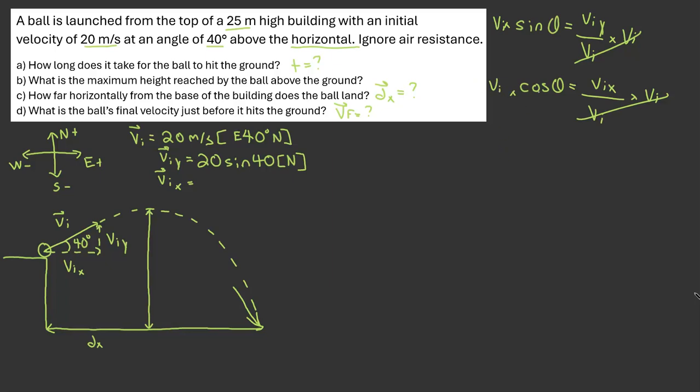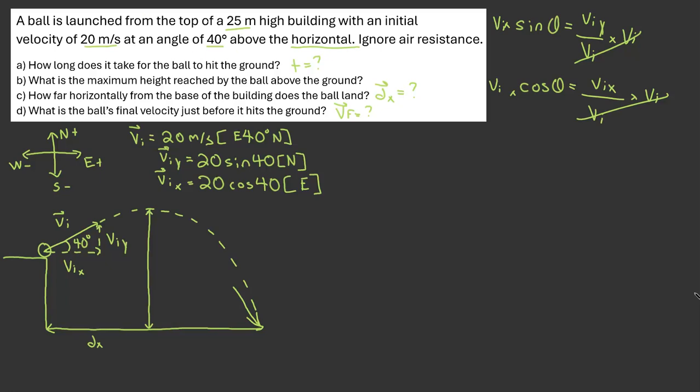right? So then I'm going to get my VIX, initial velocity x component, is going to be equal to my total initial velocity, so again 20, and then cos the same angle, cos 40, and that'll be in the positive or eastward direction. Okay, so now I've got all my values that I need for given my initial velocity.